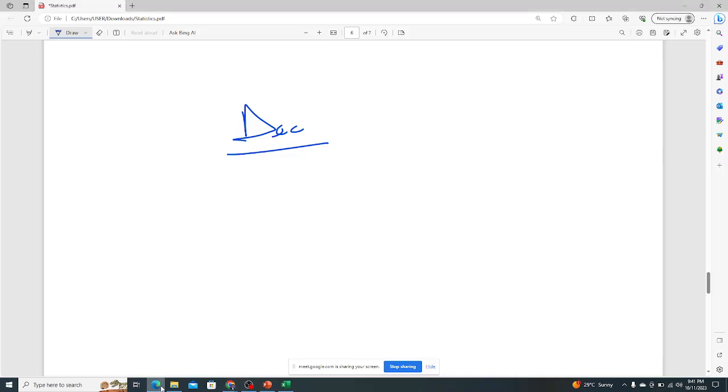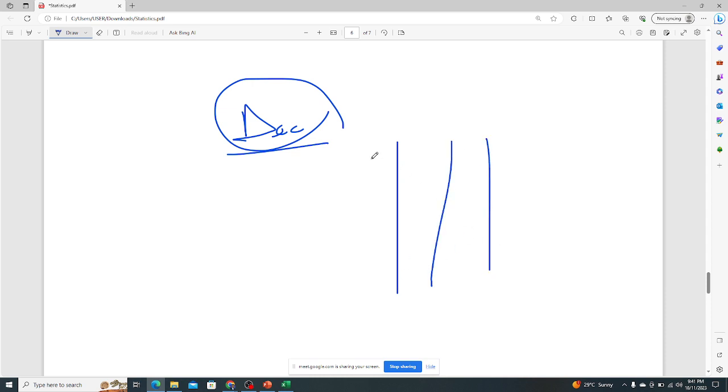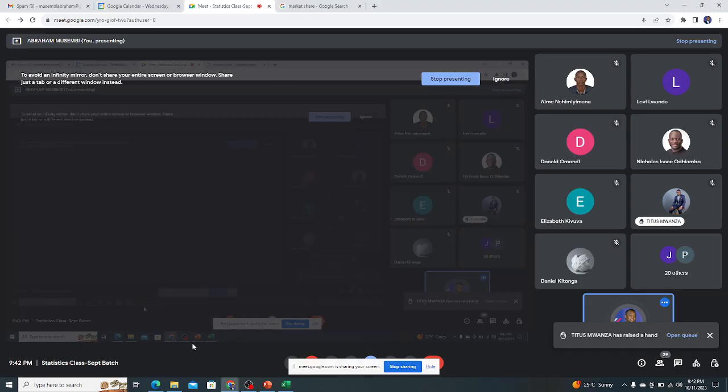Okay, so under descriptive statistics, let's assume we have two data sets. We have rainfall amount data, this is rainfall amount in millimeters, and we have umbrella sales. Remember, umbrella sales depend on rainfall amount. It's a seasonal kind of data.